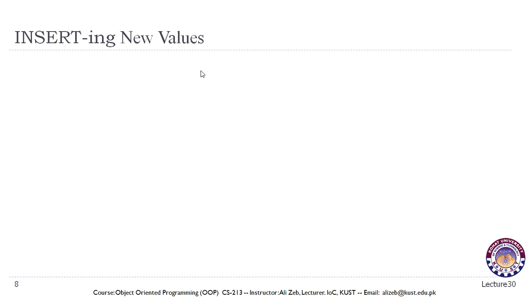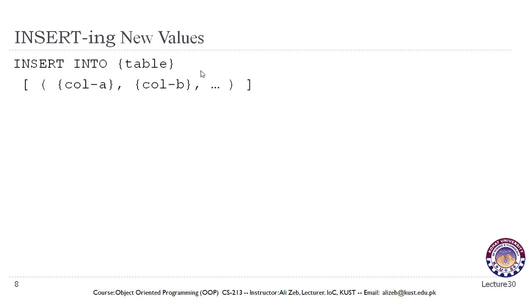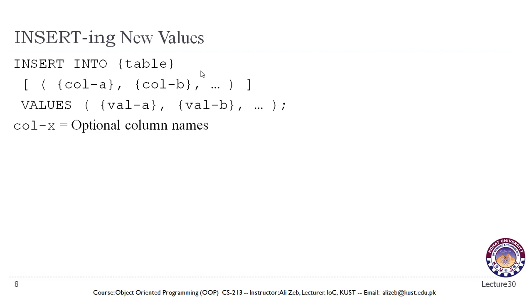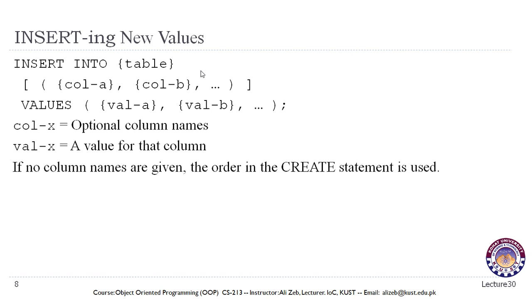Then we can insert values into our database. For example, insert into the name of the table, column A, column B, then we have the values, value A, value B. The column names are optional. If we want to provide the column names, we can, or we can directly provide the values for the columns in the order of the columns in the table. If no column names are given, the order in the create statement is used.